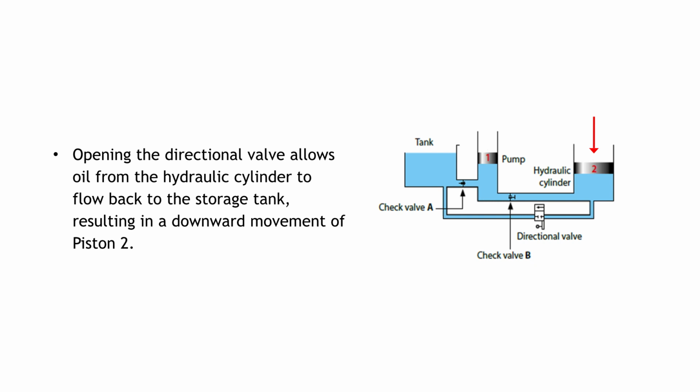Opening the directional valve allows oil from the hydraulic cylinder to flow back to the storage tank, resulting in a downward movement of piston 2.